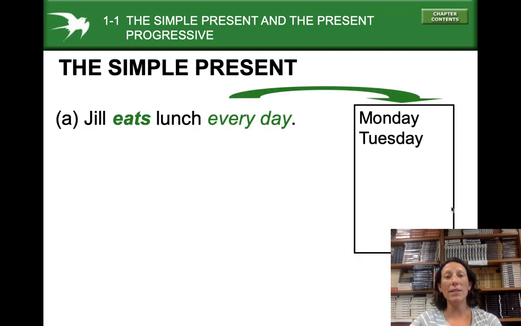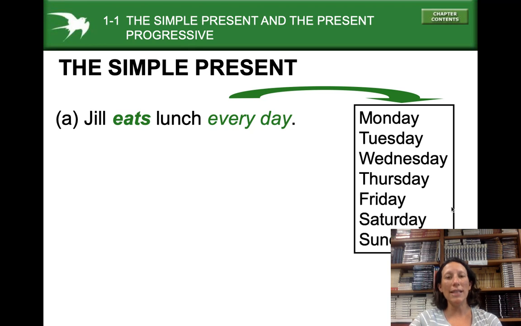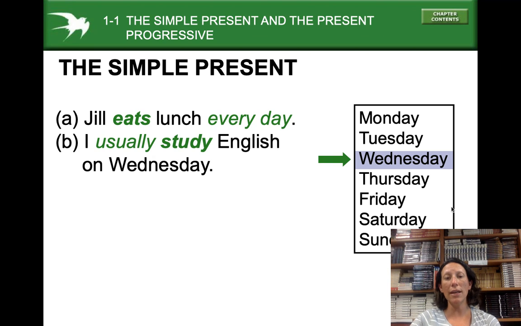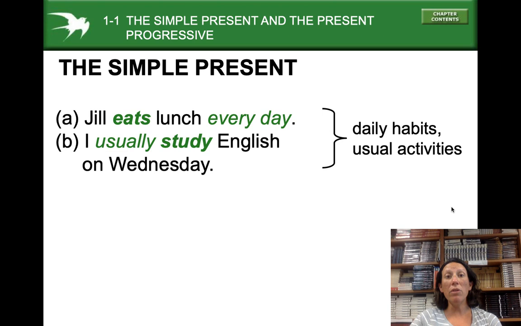Some more examples of the simple present. Jill eats lunch every day is an example of the simple present. I usually study English on Wednesday is an example of the simple present. In both of these cases, we're using the simple present to talk about daily habits and usual activities, things that we do most of the time. Okay, and you may notice the verbs. The forms that you're choosing between are usually like the base form of the verb, like study, or the verb with an S at the end. So I eat, he eats.